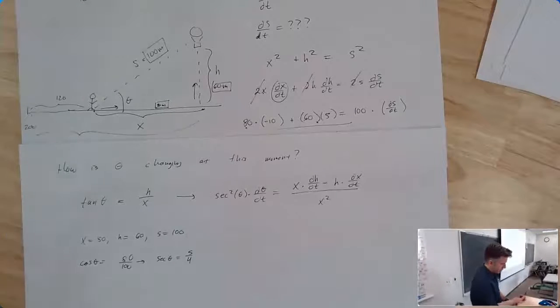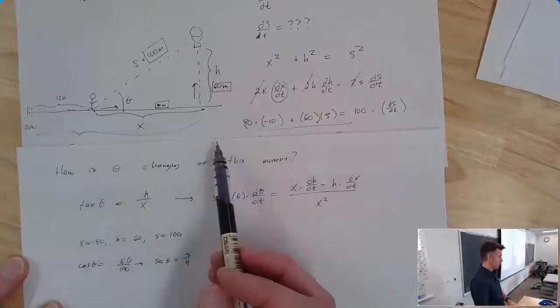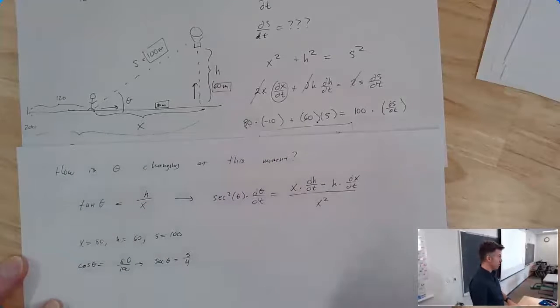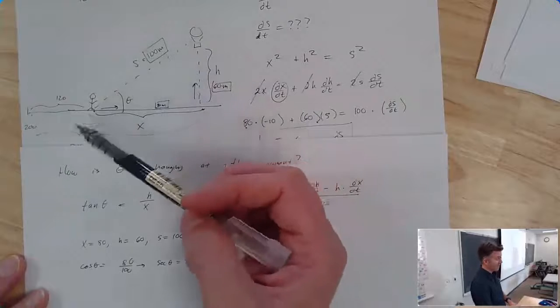Here's why. What if someone were to make the question a tiny bit harder by saying, let's look at what's happening at a different moment in time, which we're not, but someone could? Then we would still know how x and h are changing, because those are given to us in the problem. We know that h is increasing at 5 meters per minute. We know that x is decreasing at 10 meters per minute. But we wouldn't know how s is changing because it's going to be different at any other moment of time.